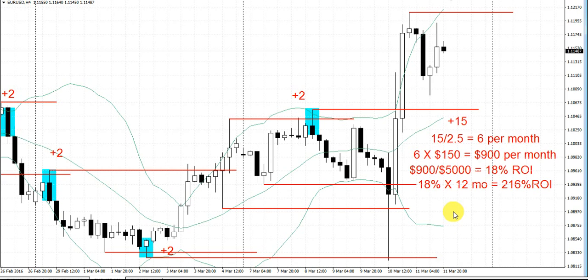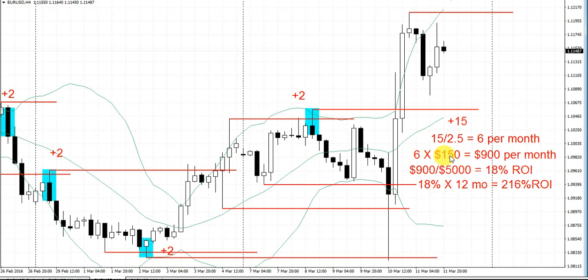You just put in the number of pips that you're going to trade for a stop loss, and it spits out the value. It calculates exactly the value that you need to place on each trade, so that you will have exactly $150 for your stop loss order, give or take a few dollars.